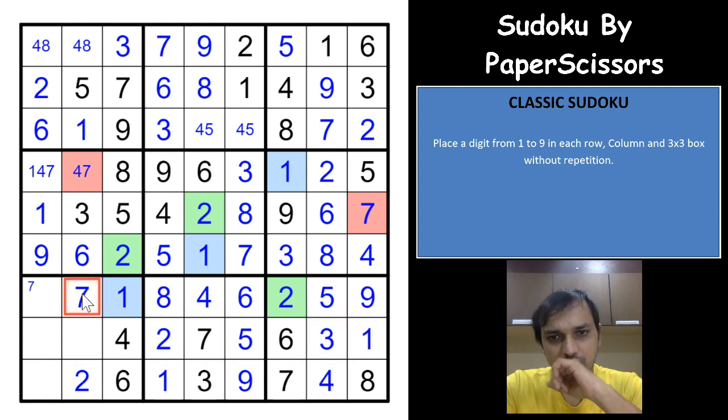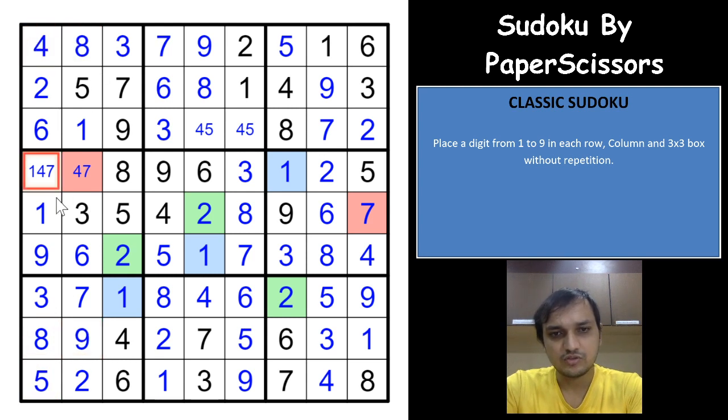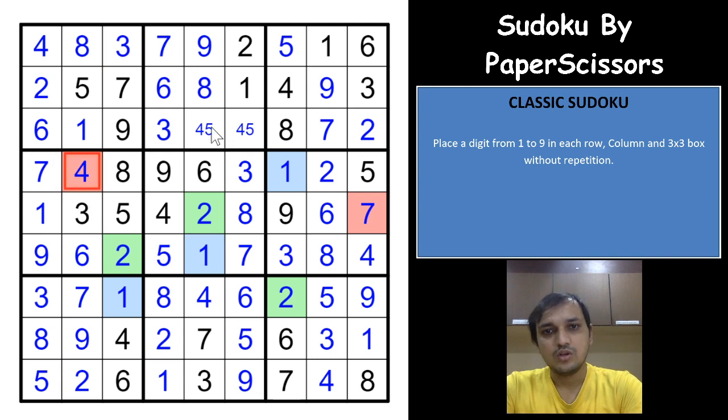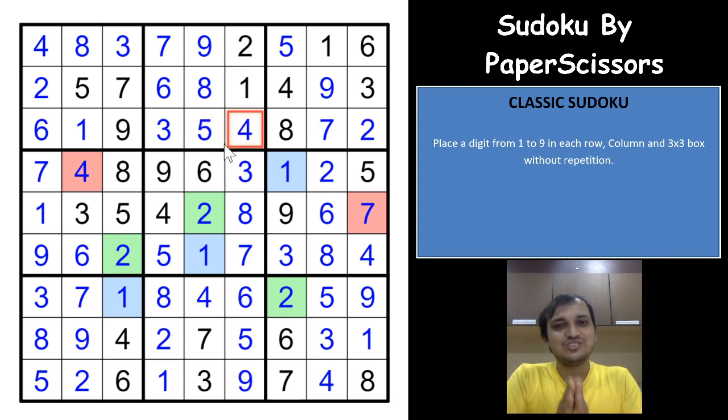That gives you a 7 here and a 3 here. 8, 9 and 5. That gives you a 5, 8 and 9, right? So this becomes 8 and 9. That 8 gives you a 4 and 8. That gives you a 7 and a 4. Wow. And with these two digits we complete this gorgeous, excellent classic Sudoku by Paper Scissors.